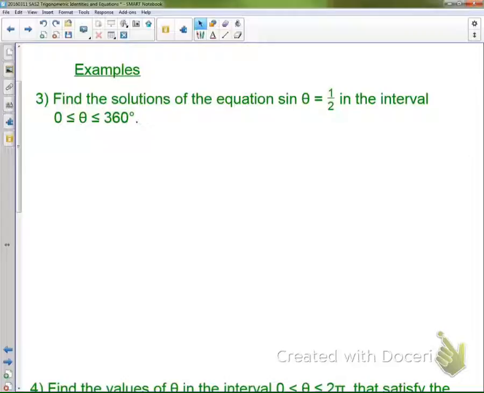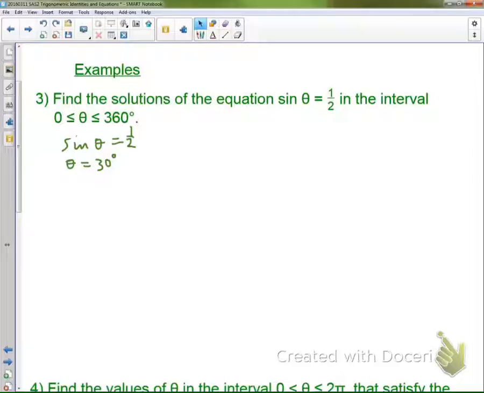So we have here that sine theta is equal to a half, and we're looking for solutions in the interval from 0 to 360 degrees. It's very important that you pay attention to what interval you're looking for answers in. If sine theta is equal to a half, then we know this is one of our standard values. We know that theta is going to be 30 degrees.